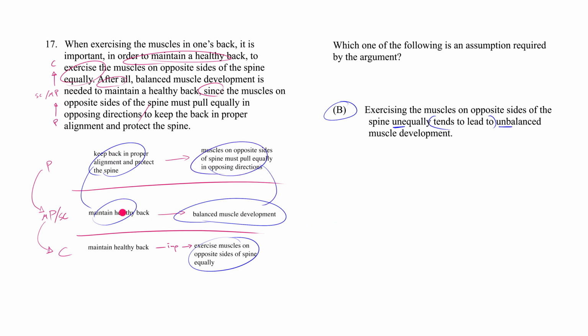Something about like, look, and here I'm making up a potential correct answer choice in some different world, right? So a potential correct answer choice could have said something like, keeping your back in proper alignment and protecting the spine is a part of maintaining a healthy back, right? Yeah, that has to be necessary. Otherwise, you would have severed the connection. Or something like, look, to achieve balanced muscle development, there's something about muscles on opposite sides pulling in opposing directions equally, right? Because yeah, that connection has to be there, because if not, well, then you've actually just severed the connection, right? There's no connection. Okay, so that's what you have to do.